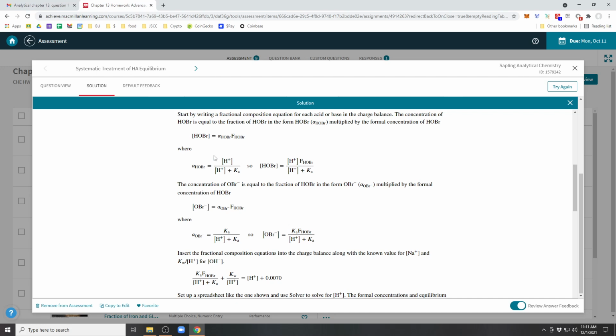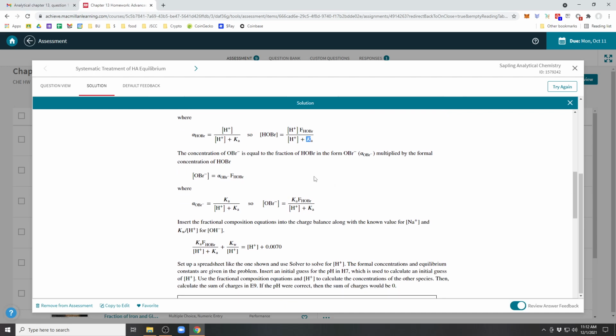Anyways, so we plug that in place of alpha, which is the fraction, and that would give us that this HOBr concentration is in terms of a formal concentration, which we have, and an H plus concentration, which is in almost every other one of these. And so that will make that much more convenient to deal with. Plus a Ka, right? And again, a Ka is something we have. So it's a constant.